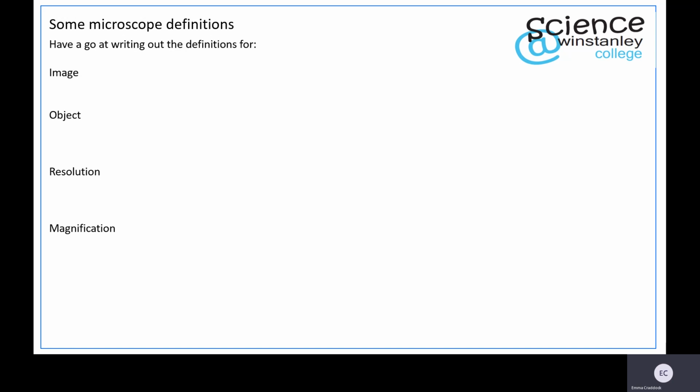Before we get started, it is important that you understand some microscope definitions. So what I would like you to do is pause the video and have a go at writing out the definitions for the words below.